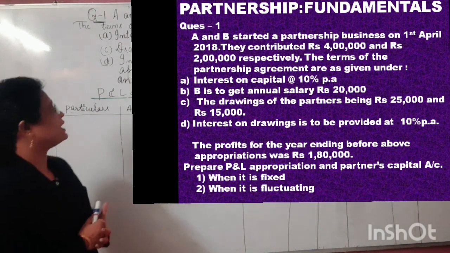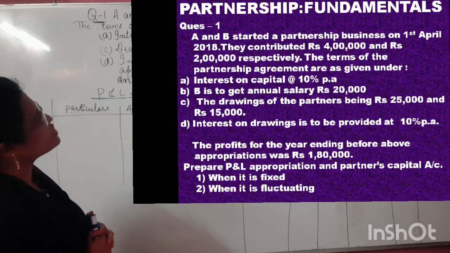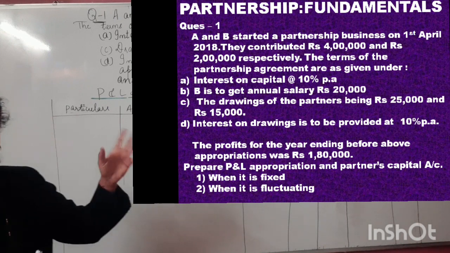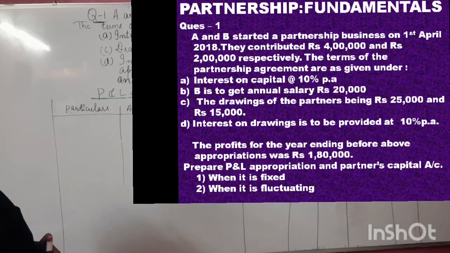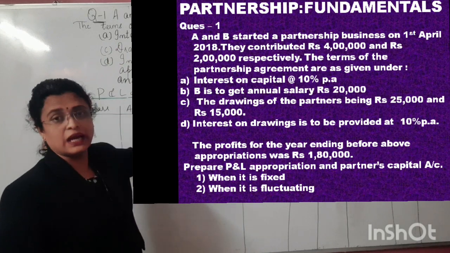So the question says that A and B are partners. They started a partnership business. They contributed capitals, that is how much? 4 lakh and 2 lakhs. Okay, they contributed rupees 4 lakhs and 2 lakhs. It is the capital which they contributed, and the terms of the partnership agreement are as given under. This means, according to the partnership deed, they are entitled to the following.